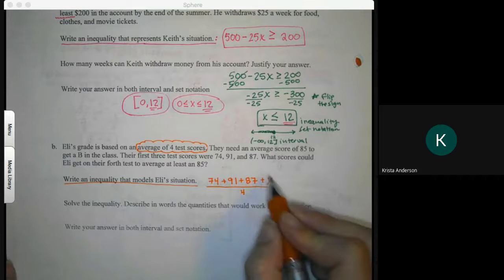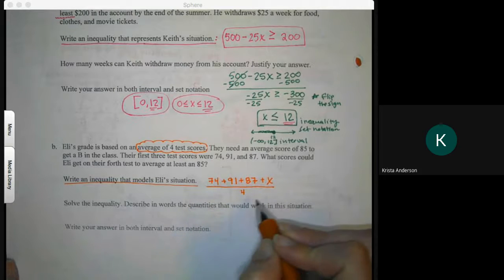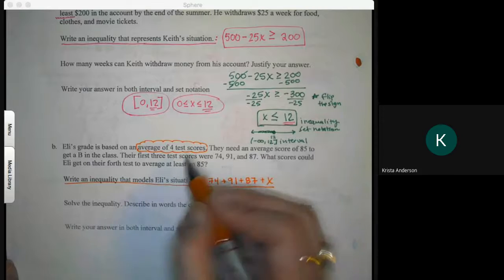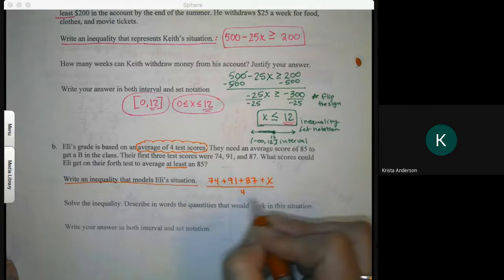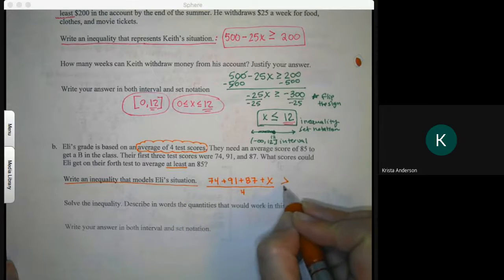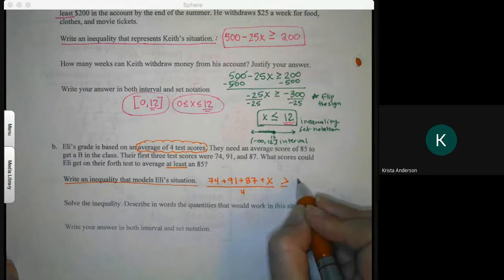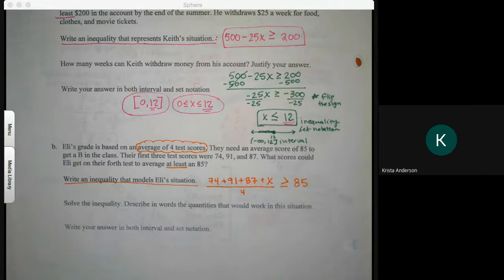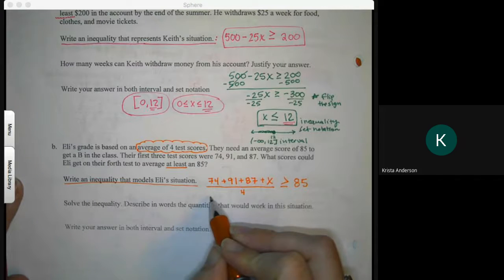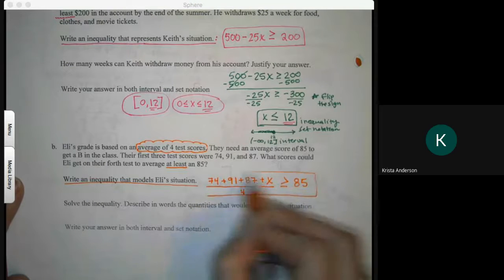They want my overall score to be, where's the wording? At least, thank you. At least. That means they want this side to be bigger or equal to that 85. They don't want to score lower than it. If they score lower, then they won't get the B that they want. That would be the inequality.